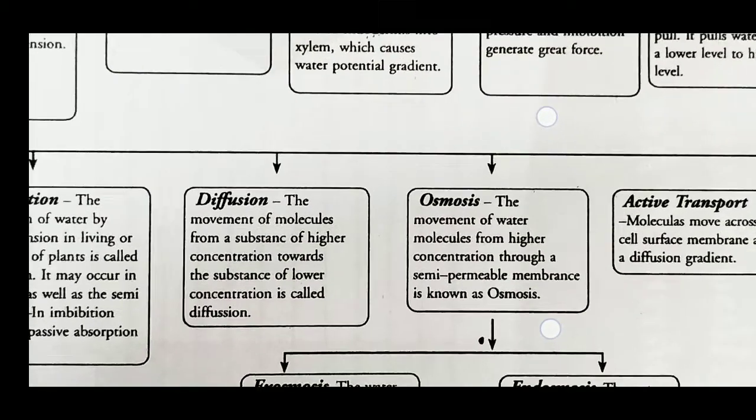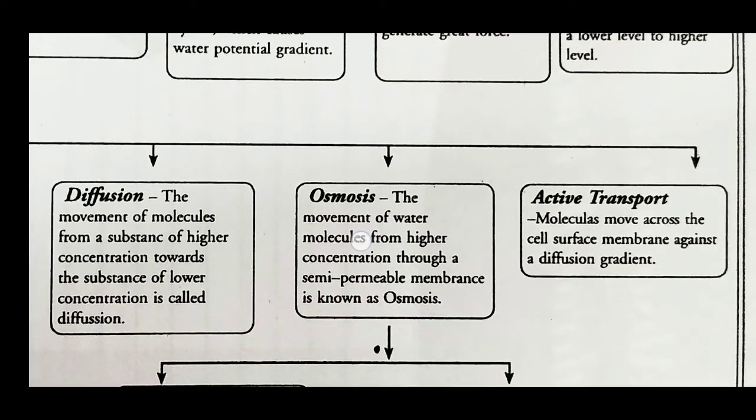And lastly, as I told you, passive transport is where energy is not required, but in active transport, the transport requires the energy. It is a type of transport where molecules move across the cell surface membrane against a diffusion gradient, or against the force that is normally acting.